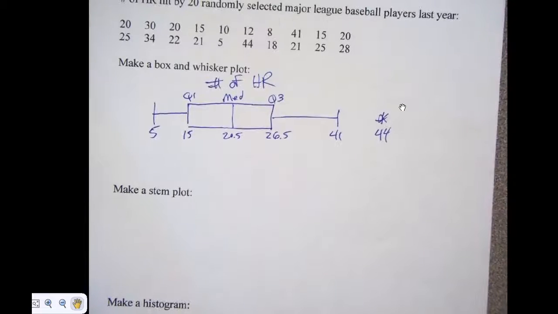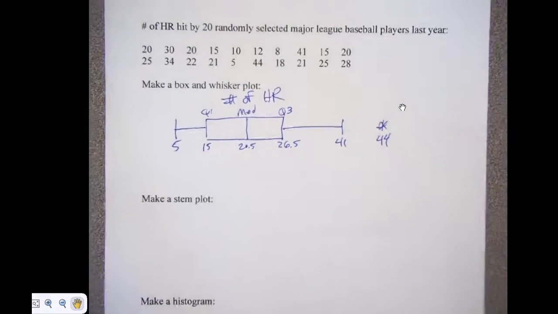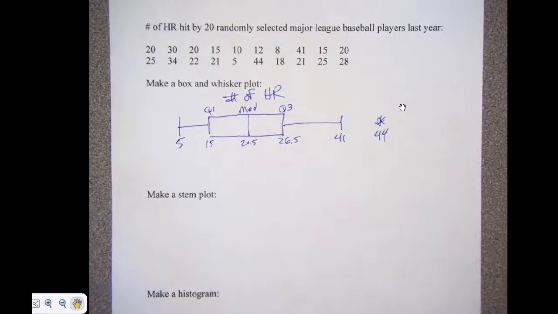Alright, so stem and leaf. I think probably the easiest way for me to teach you is just to do it, and you'll be like, okay, yeah, that makes sense. So basically, we're gonna put all the zeros in one row. So like 0, 5, 0, 8.